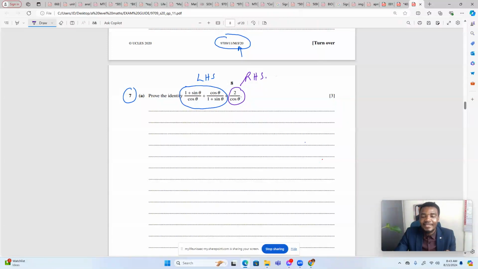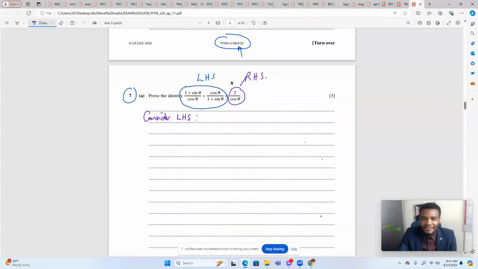You can't take the side that is more simplified. For example, in this case, it is a bit tricky to take the right hand side and try to work it out until you get the left hand side. Why? Because the right hand side is already more simplified. So in this case, we are going to choose the left-hand side because it is less simplified. So we can start simplifying the left-hand side until we get the right-hand side.